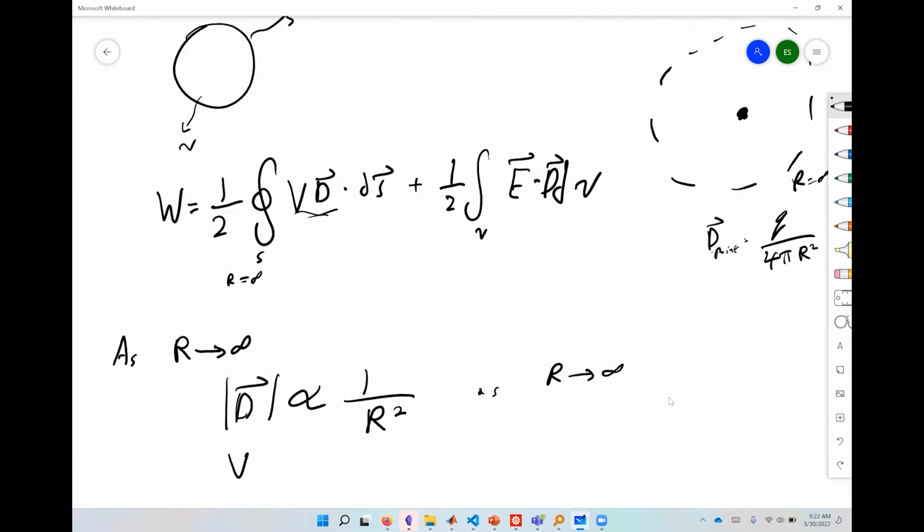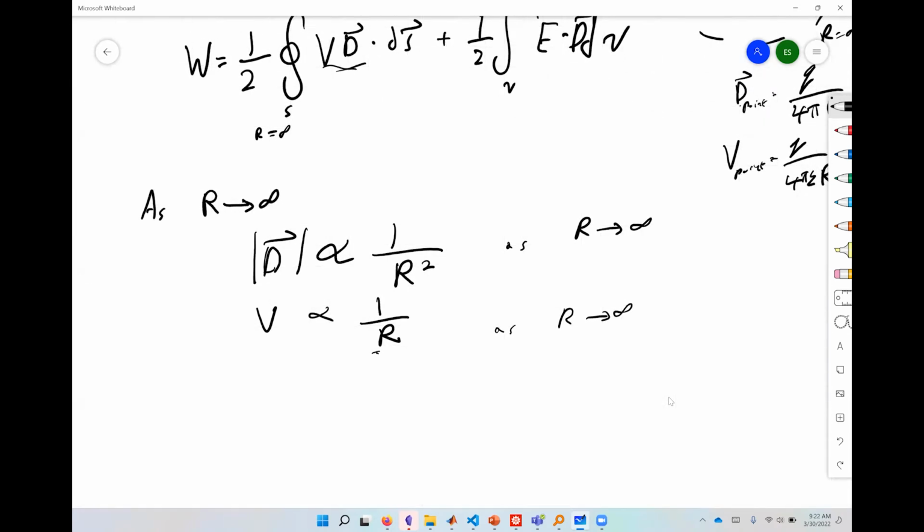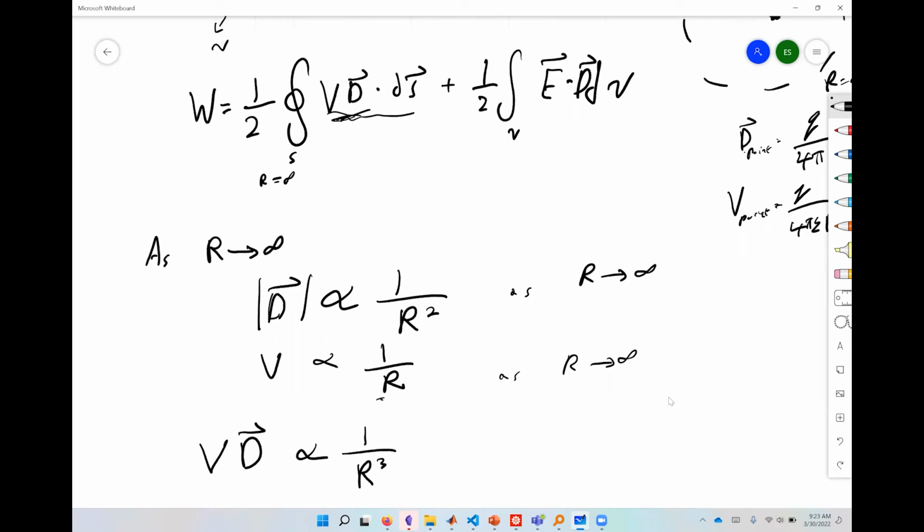What about V? Again, everything looks like a point charge. V for a point charge is Q over 4 pi epsilon R, so it's proportional to 1 over R. And this is what makes the difference as R goes to infinity, because now the product VD is proportional to 1 over R cubed. At infinity, this becomes constant everywhere, like a point charge. So it's a sphere at infinity, and we can take this out of the integral.